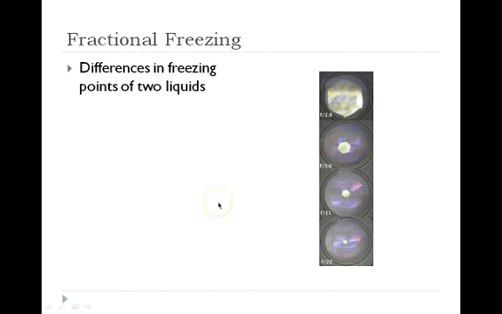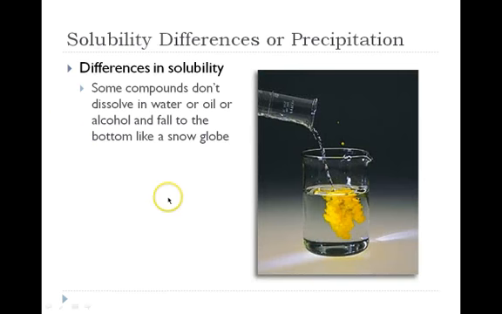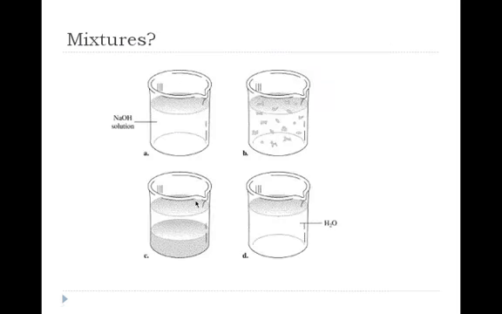We can also use fractional freezing. We can separate out mixtures based on the freezing points of two liquids if one freezes before the other. Some compounds are actually magnetic, so we can pull them out using a magnet. And also, don't forget, there are always differences in solubility. Some compounds don't dissolve in water or oil or alcohol and fall to the bottom like a snow globe.